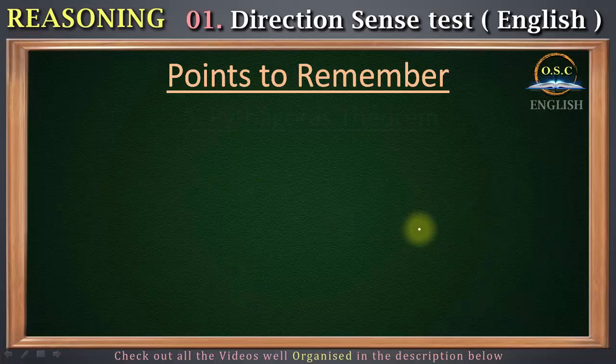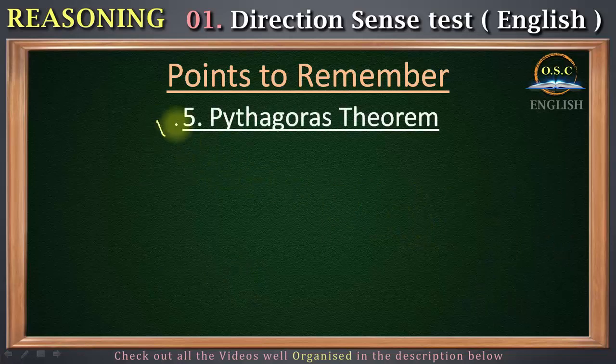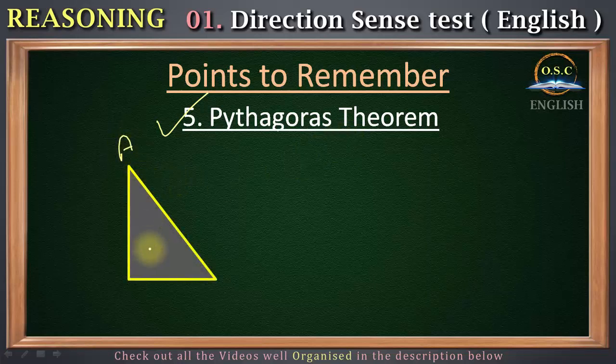After that, let's check out the Pythagoras theorem. It's a very important point, as we all know Pythagoras theorem because we have studied it in school. Let's have a brief idea about it. In a right angle triangle, this will be 90 degrees. So we'll be having this side, and this side.